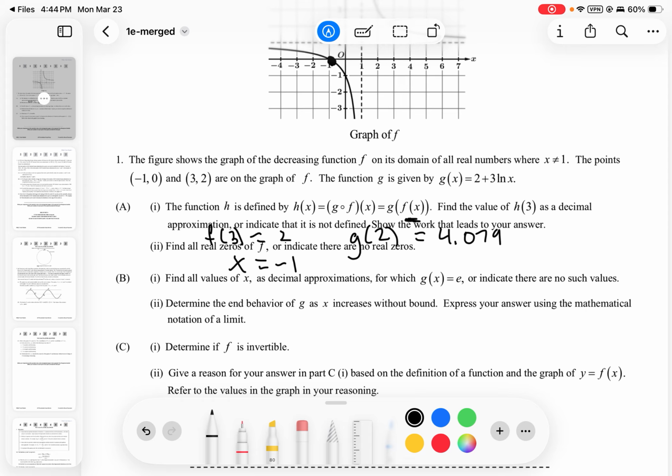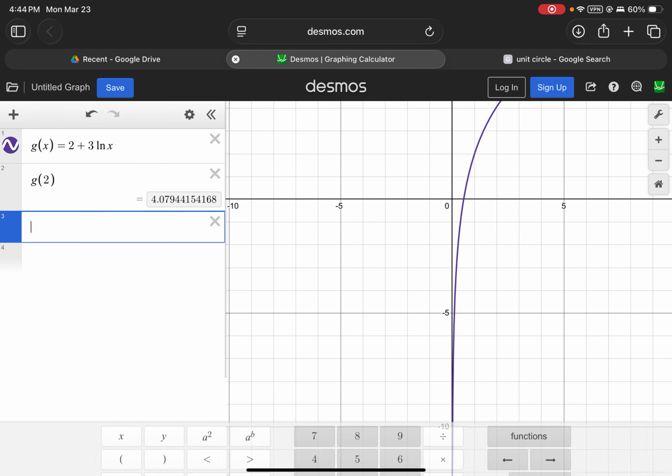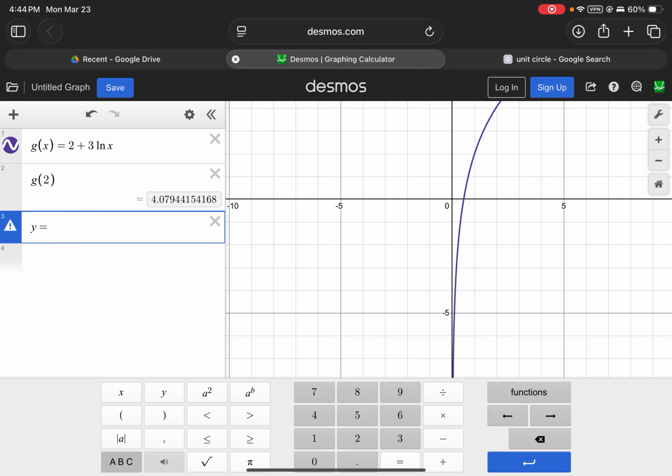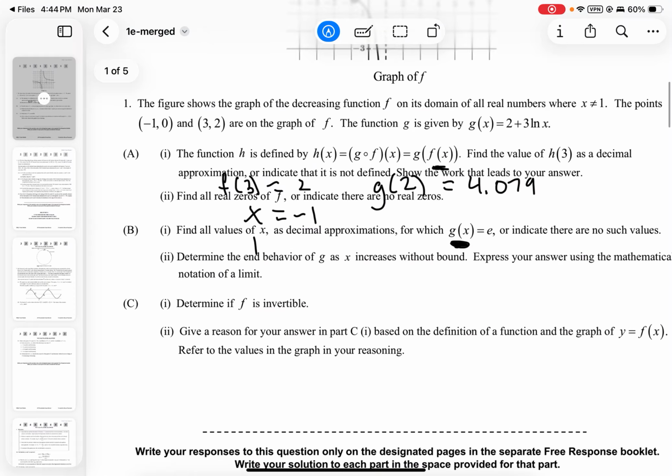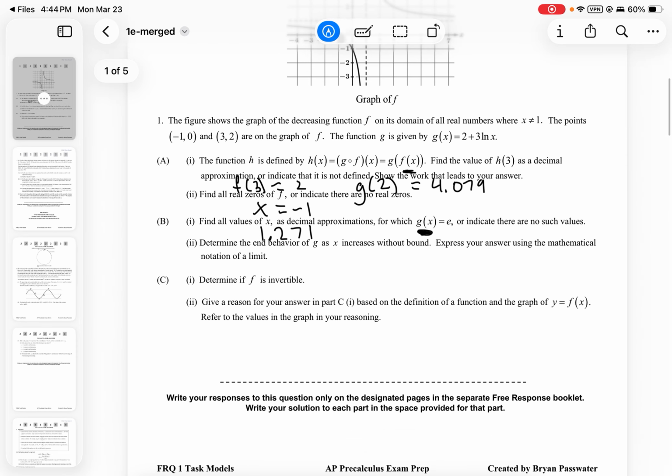Find all the values of x as a decimal approximation for G of x equals E, or indicate that there are no values. So now we're getting asked about G again. Well, I'm just going to graph the line y equals E. Remember, E is a constant. It's a number. And we can see it intersects at about 1.2705. I'm going to round that 5 up at the end, so 1.271.